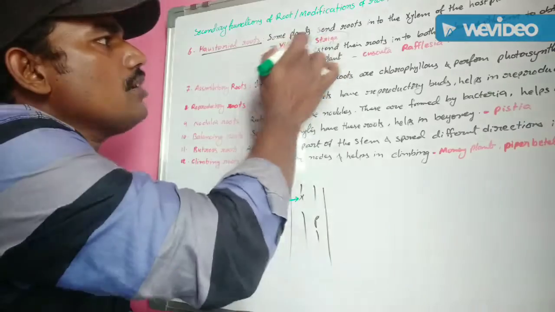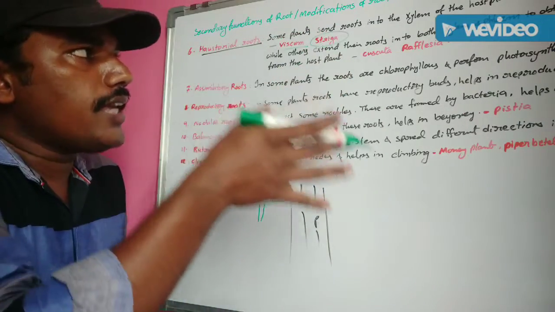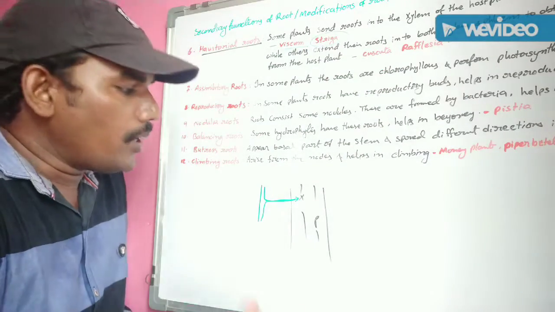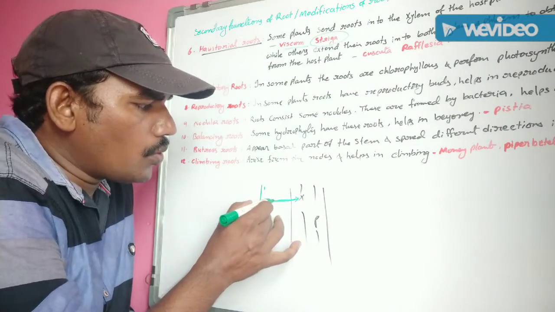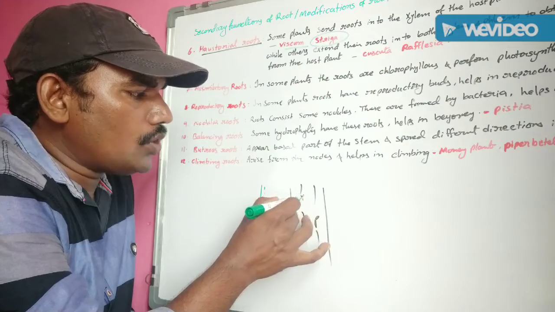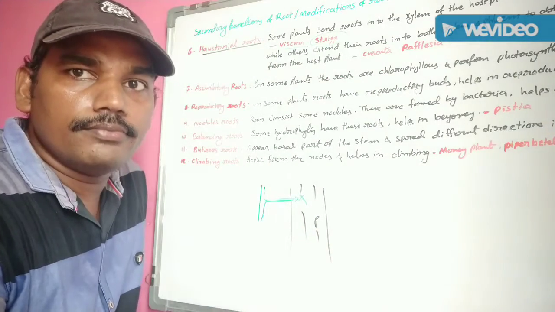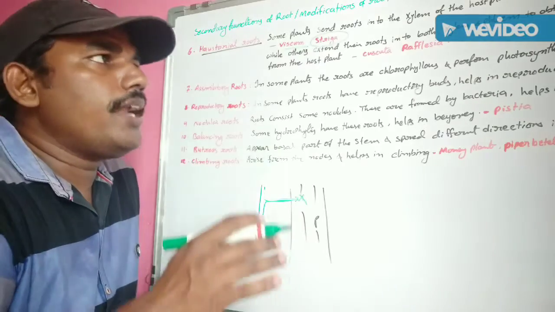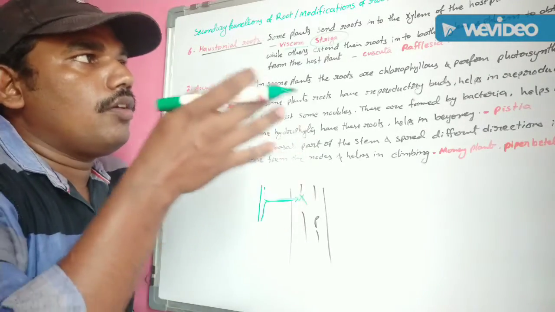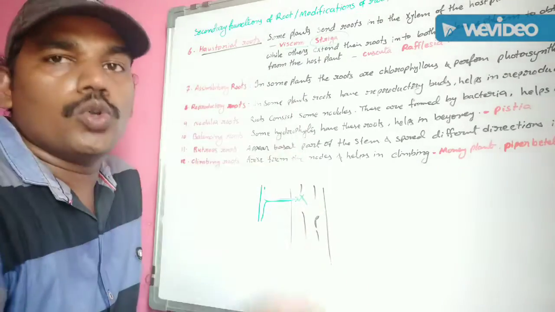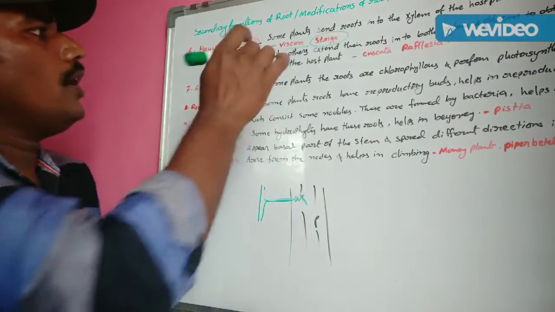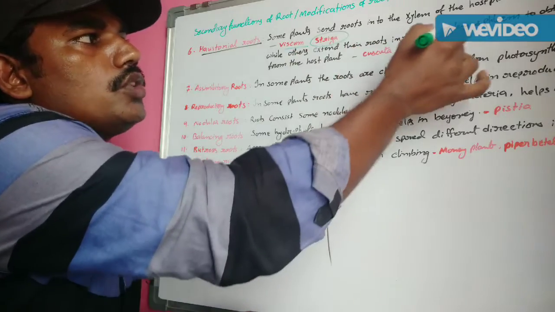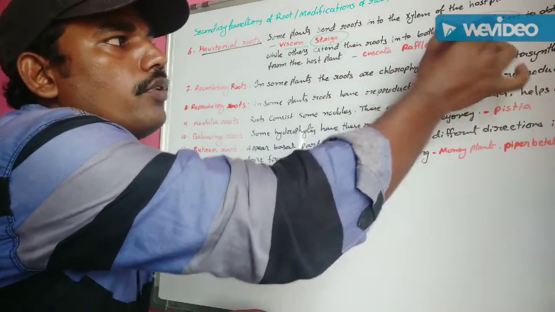Both Viscum and Striga only send their haustorial roots into the host organism. Particularly, these haustorial roots are in contact with only xylem. Only xylem. So these plants get water and minerals from the host organism. Another type extends its roots into both xylem and phloem.